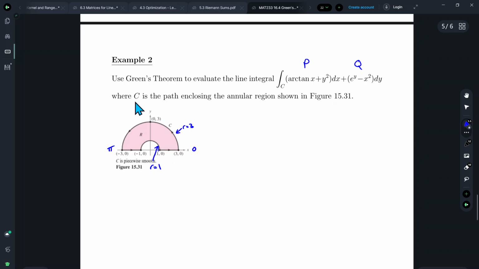Okay, so we're going to apply Green's theorem. Again, we have to describe the region R. And in this case, because it's an annular region, so it's half of an annulus, and it's circular in shape, we're going to use polar coordinates.